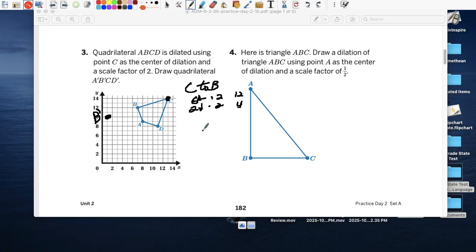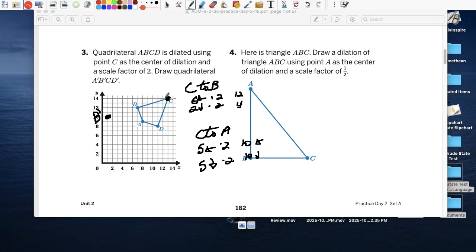A prime, so C, again, C to A. We go 1, 2, 3, 4, 5 to the left. And 1, 2, 3, 4, 5, and 5 down. If you multiply those by 2, because that's the scale factor, you get 10 left and 10 down.